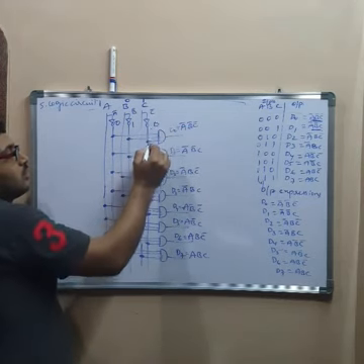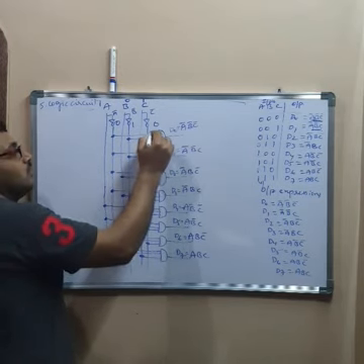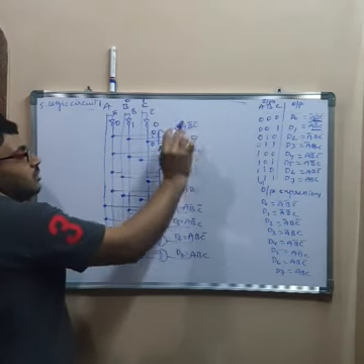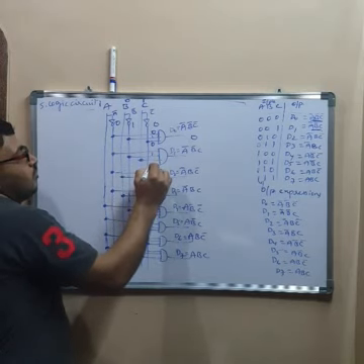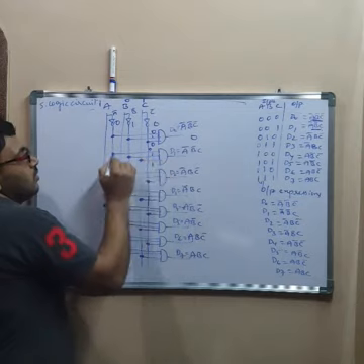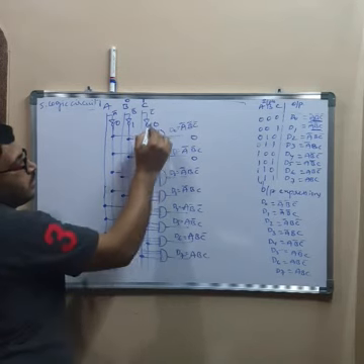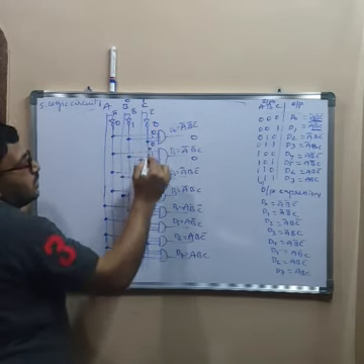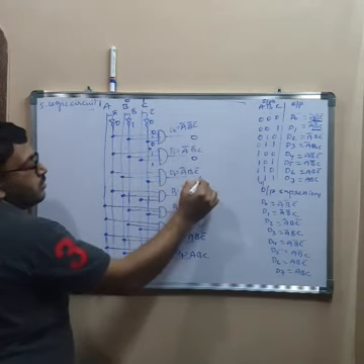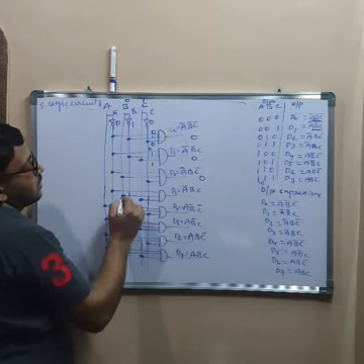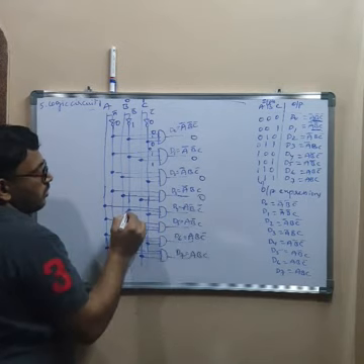0 is connected to this. 0 1 0. 0 into anything will be 0. So this is deactivated. 1 1 0. Here 0 is connected to this. 0 into anything will be 0. Here 0 is connected to this. C bar is 0. As 0 is connected to this, 0 into anything will be 0. Next, here 0 is connected to this. 0 into anything will be 0.